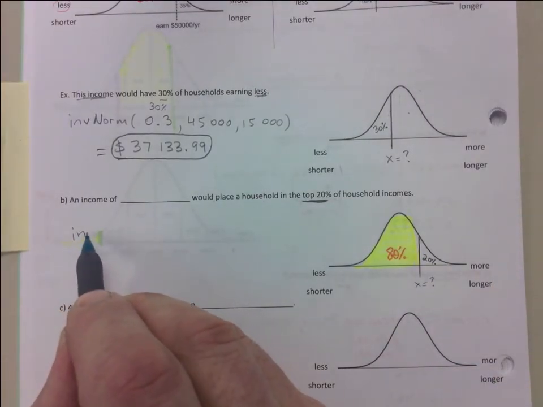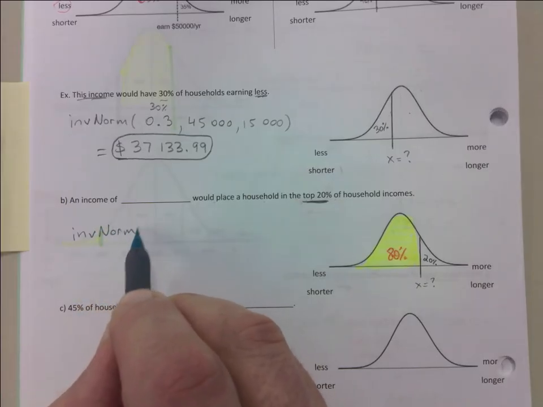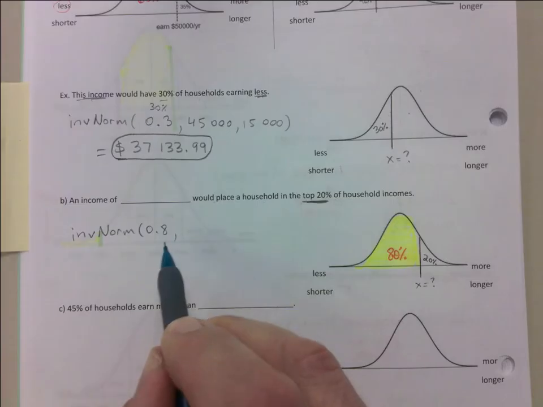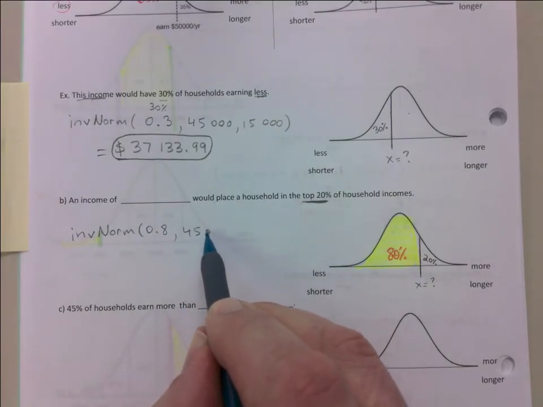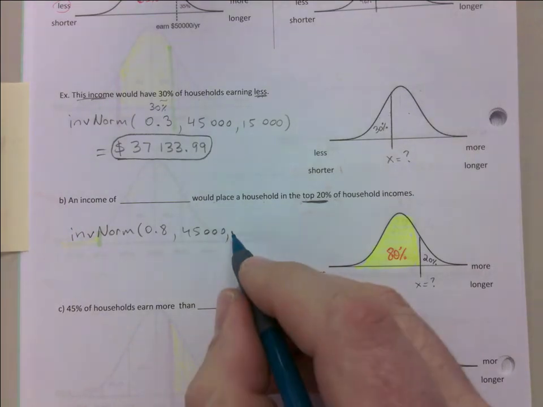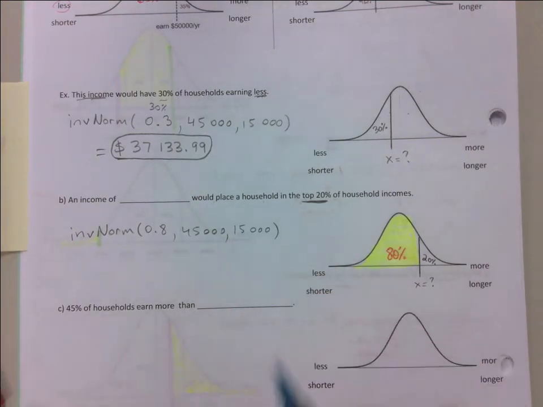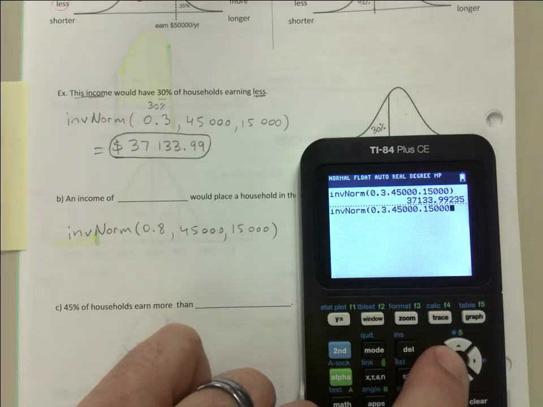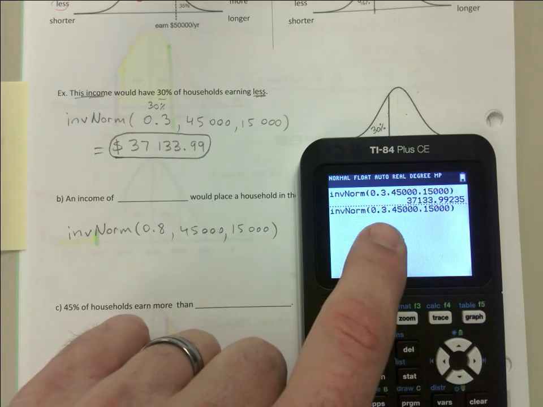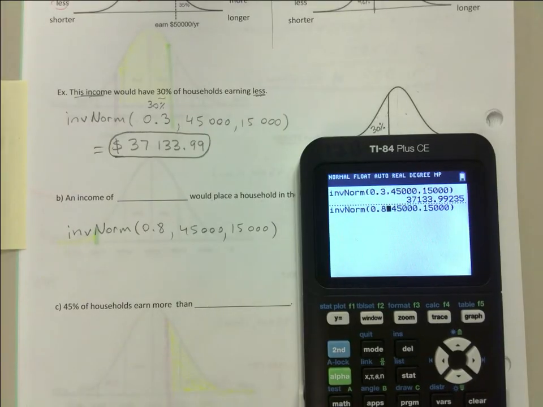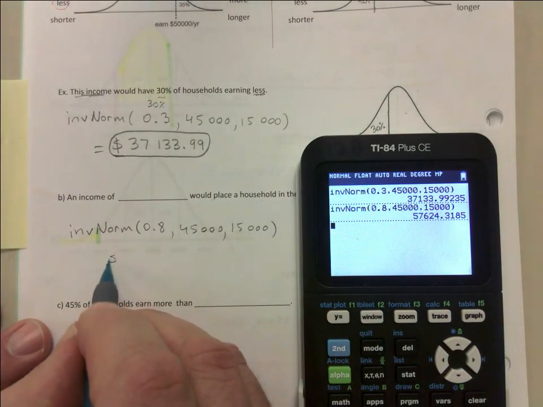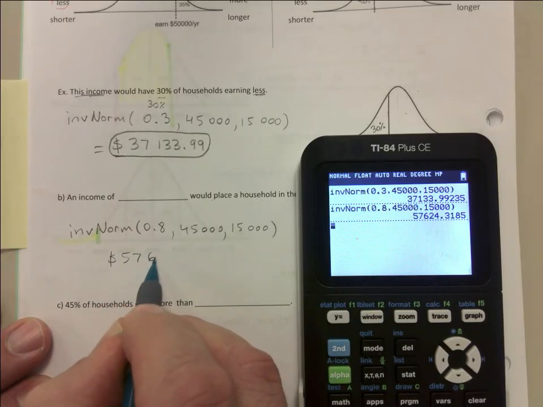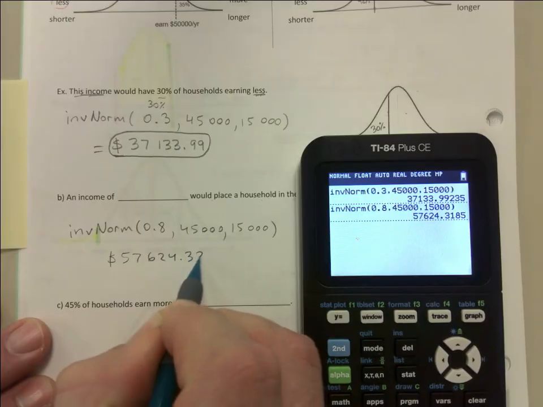So we go inverse norm, 0.8, 45,000. This one only needs 3 entries. I hope you remember that. That's why your study sheet comes in handy here. So I'm going to enter this into my calculator. I'm going to copy paste. I already did a question using inverse norm. I'm just going to replace that 0.3 with 0.8. And there it is. 57,624 and 32 cents.